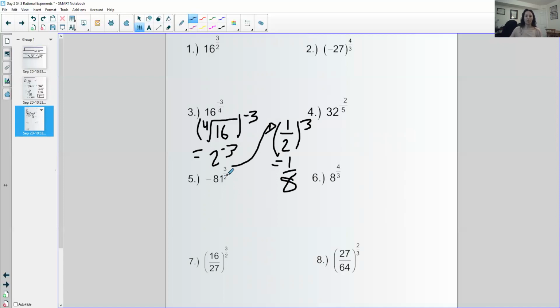We're going to skip number 5. I just want you to realize if we brought the 2 out front, you would have the square root of a negative number. You can't have that, so you wouldn't be able to do that one.